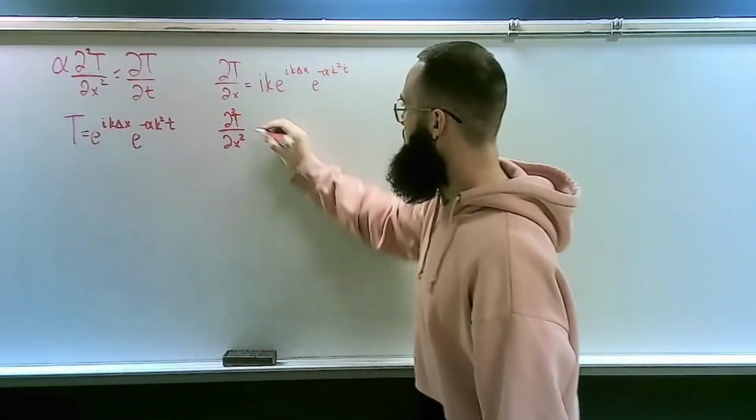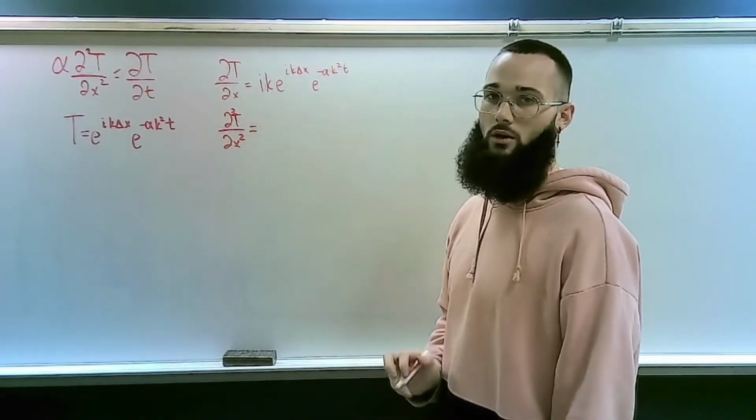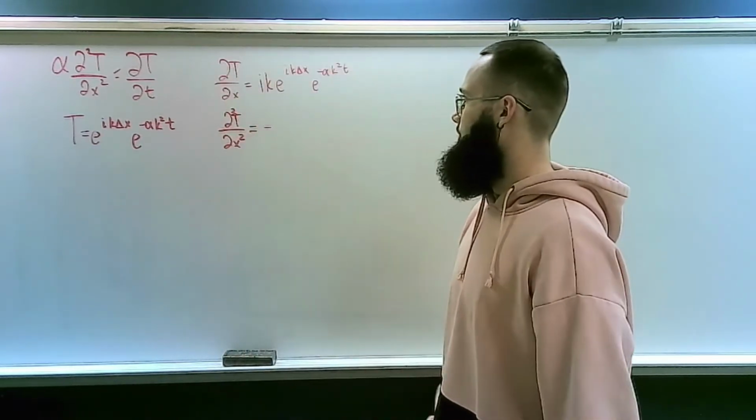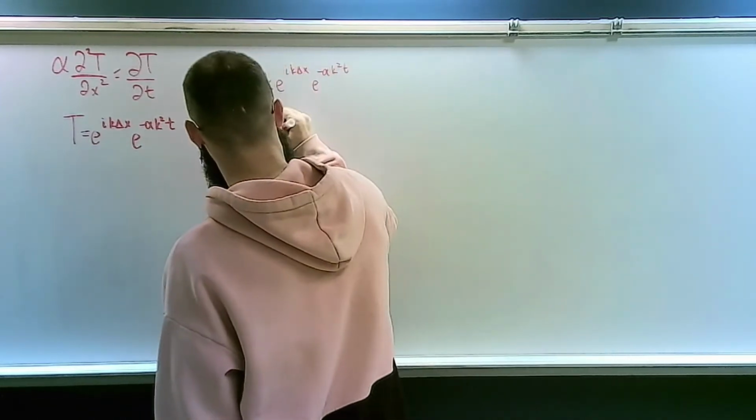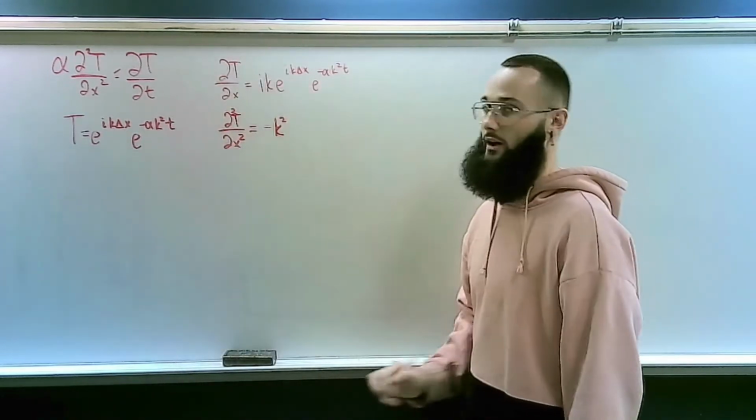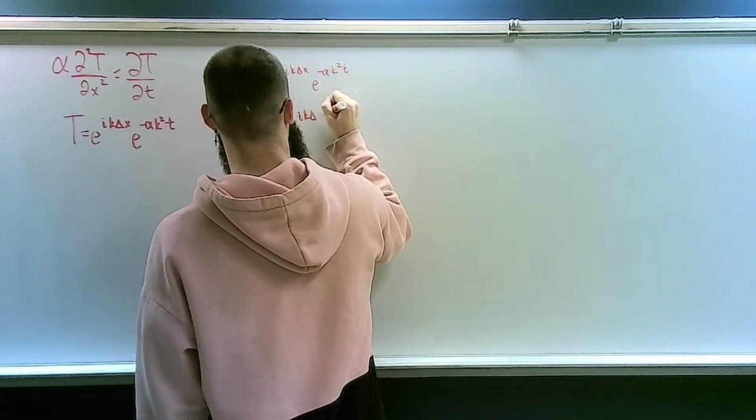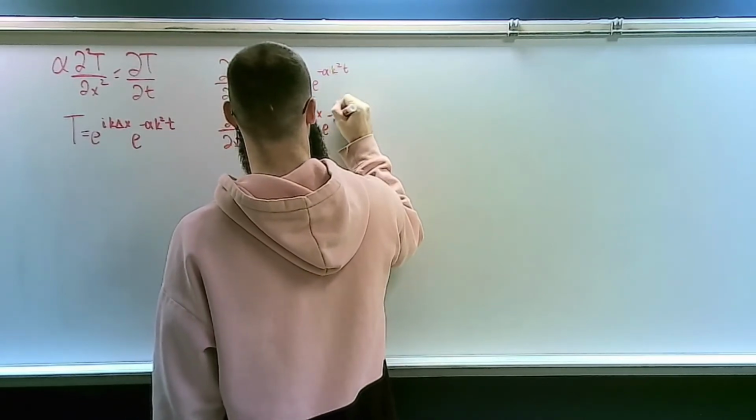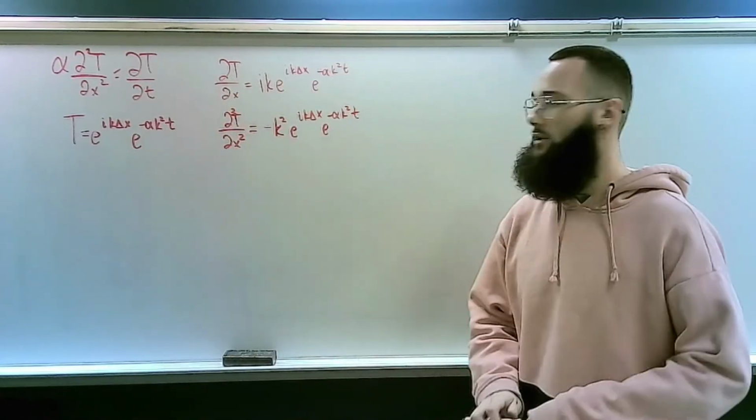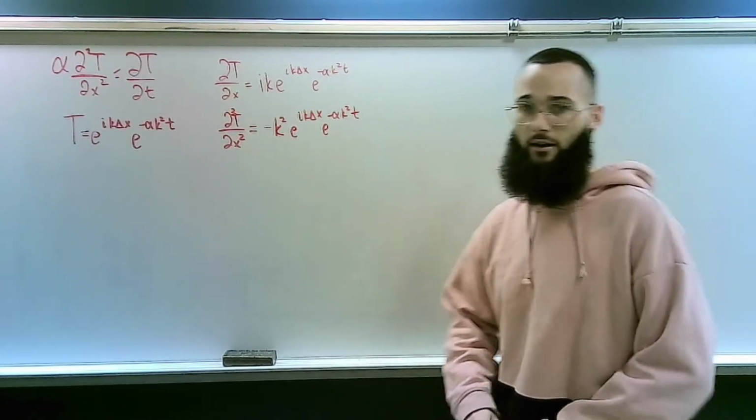And this we're going to end up with an i squared, which we know is going to be equal to -1, so I'm just going to put a negative there. And then we're going to have k squared from this k that comes down. And then it's going to be e to the ik delta x, e to the negative alpha k squared t. So this is going to be our expression for the second derivative of temperature as it relates to x.